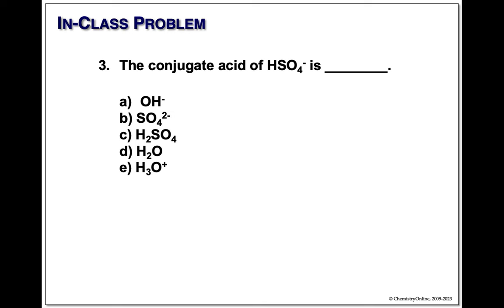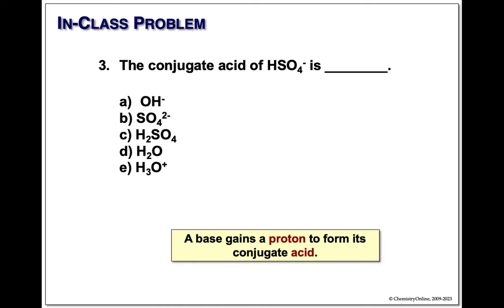What is the conjugate acid of hydrogen sulfate? The base gains a proton to give the acid. There's the base. We put a proton on that. We get sulfuric acid. Any questions? All right.